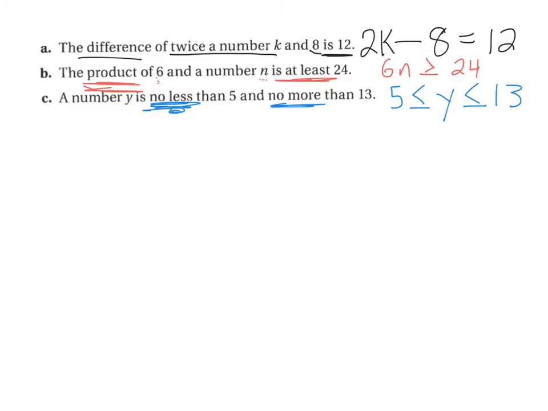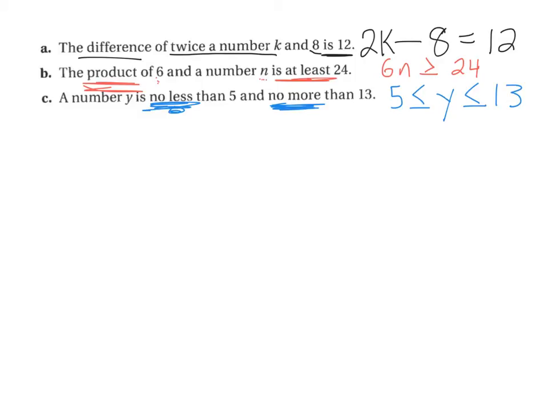Sometimes when we see these two comparisons in the same statement, we can write out our inequality with two inequalities. And this is saying that y is somewhere between 5 and 13, right? It's no less than 5, so it could be 5 or higher, or it could be 13 or less, because it can't be more than 13. So that's how you write equations and inequalities from verbal phrases.